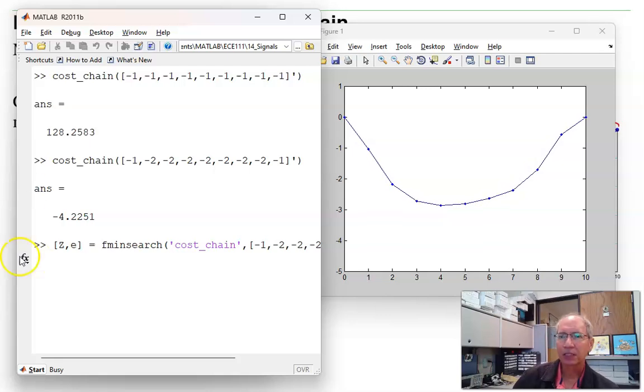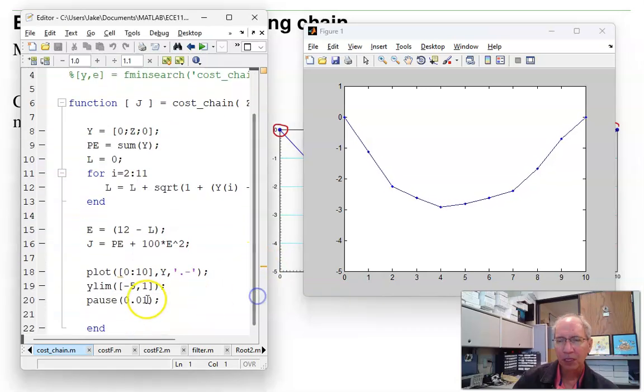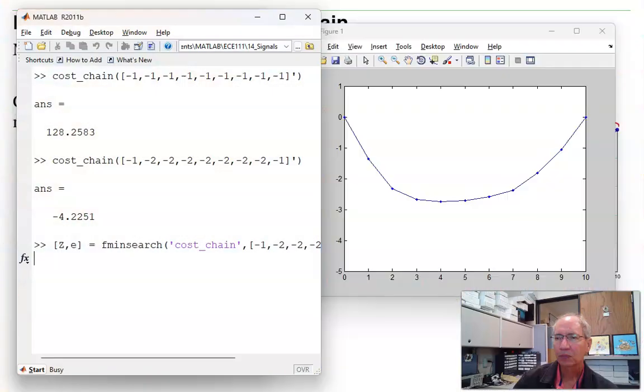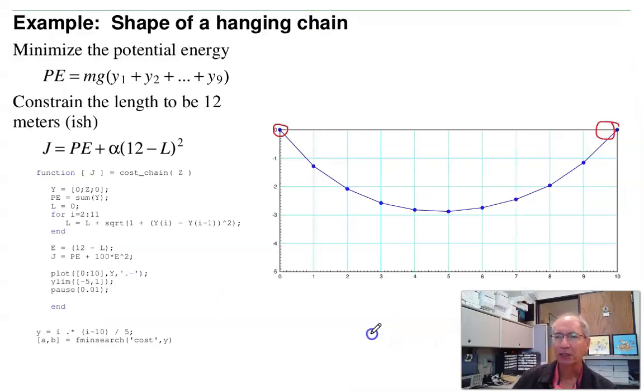The way I'm able to graph this is I plot the data, pause for 10 milliseconds, and then continue. This really slows it down, but it's kind of fun to watch. So it's iterating, trying to find an answer. We'll let it go for a bit. And there you go. That's actually hyperbolic cosine, the shape of the hanging chain.